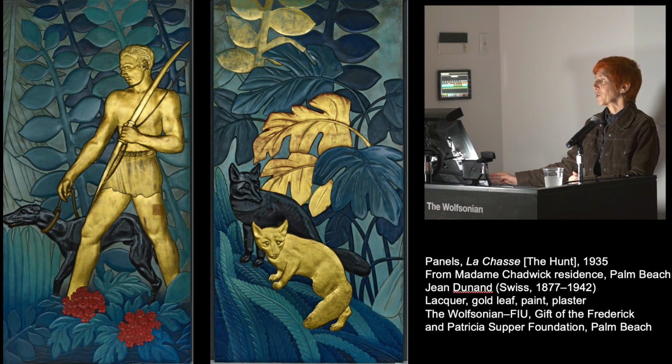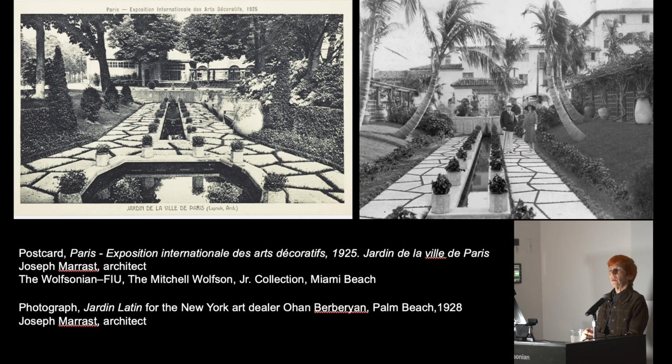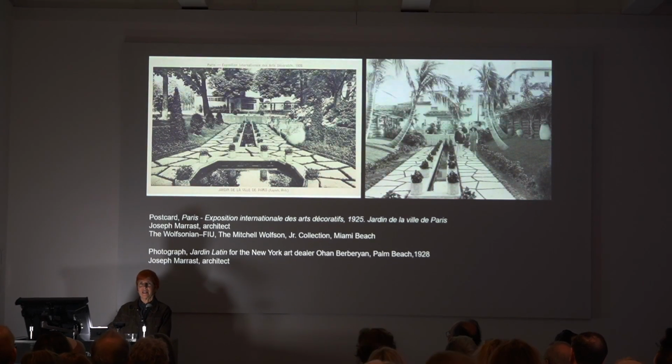Another connection with Palm Beach, which is very interesting, is this garden, which was presented inside the expo. There were several gardens designed by landscape architects, and this one, the Jardin de la Ville de Paris, we find it 3 years later, in 1928, in Palm Beach. It was the art dealer from New York, Berberian, who invited Joseph Marrast to design the same garden in Palm Beach. Unfortunately, I tried to look for it, and there is no trace of it. The house is still there, but where the garden was, now there is a garage.